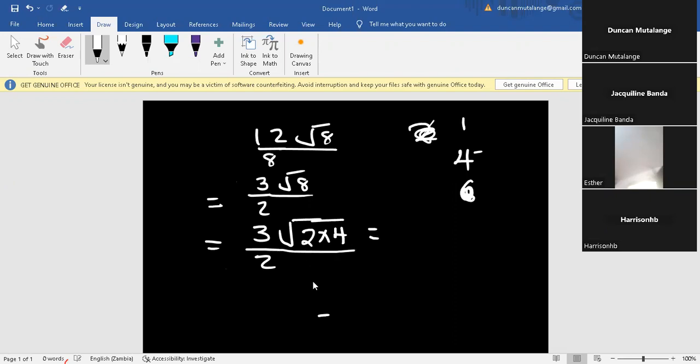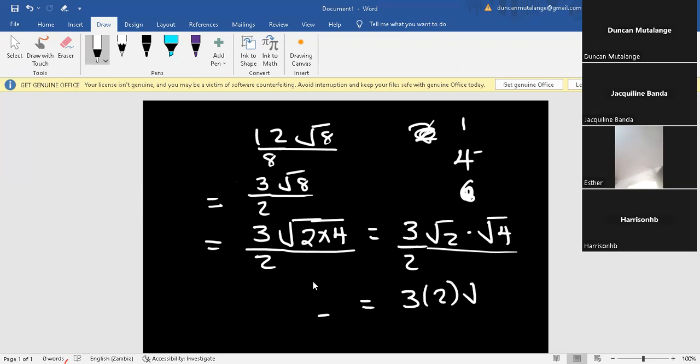This can be equal to 3 divided by the root of 2 times 4, right? Then we can separate these two and say root of 2 multiplied by the root of what? By the root of 4. Then you know that this number here can give us a 2, isn't it? So this is the same as 3. And then the square root of 4 is 2.